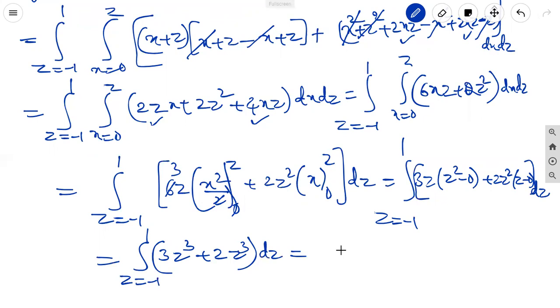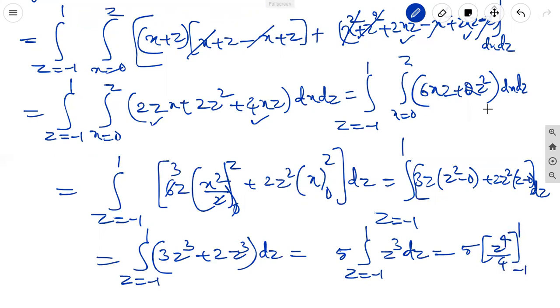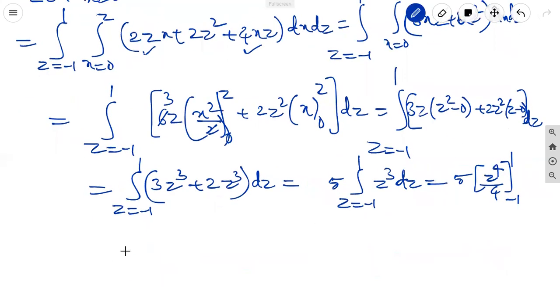3 plus 2 is 5, integral z equals -1 to 1, z cube dz. It is equal to 5 into z to the power 4 by 4, limits -1 to 1, equal to 5 by 4 into (1 power 4 is 1) minus ((-1) whole power 4 is 1). This is equal to 0.